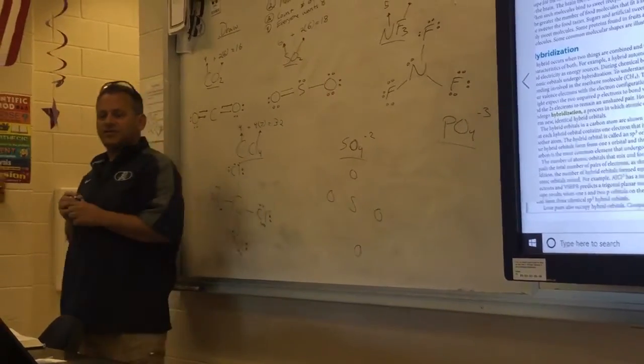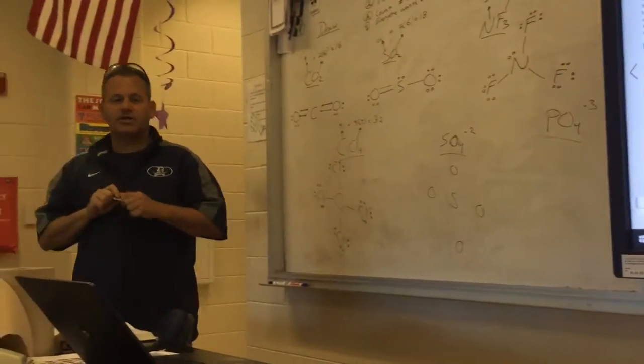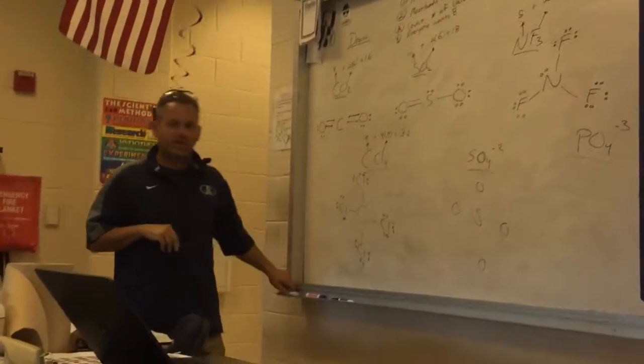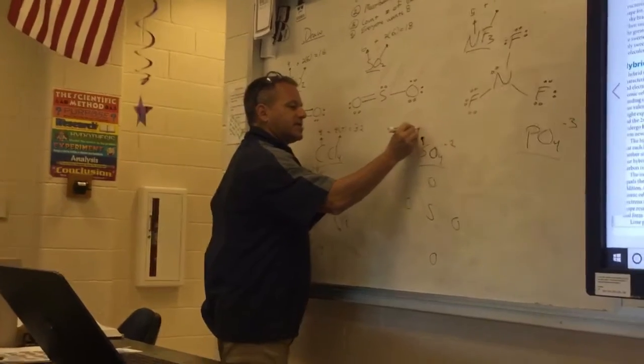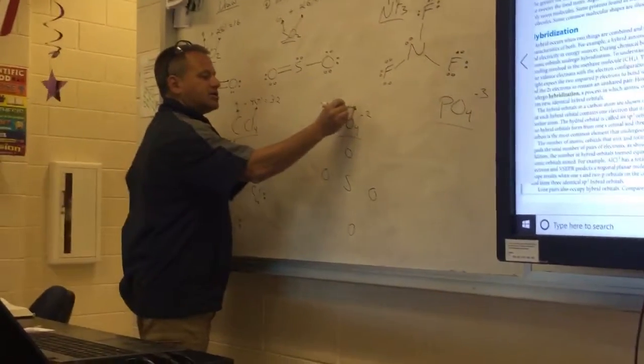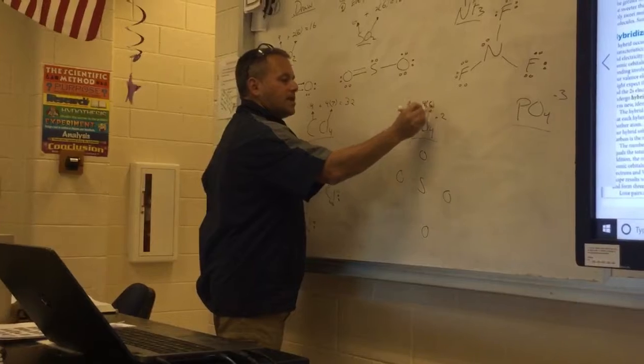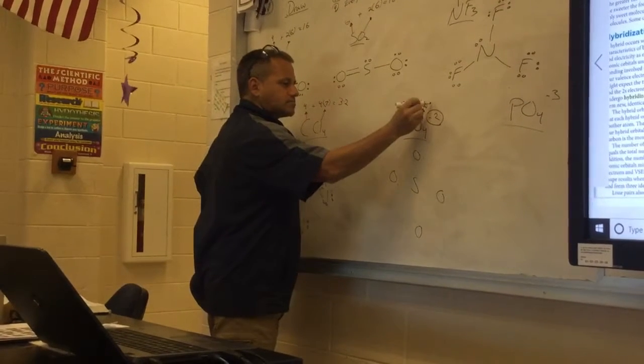What does this -2 mean? Did you lose 2 electrons or get 2 more electrons? Get 2 more. Okay, so sulfur has 6 dots. Each oxygen has 6, but we have 4 of them. And then you have a -2.